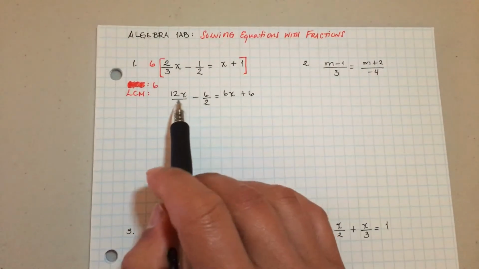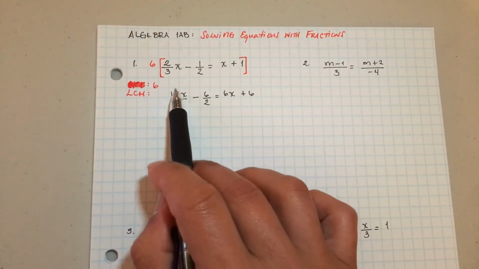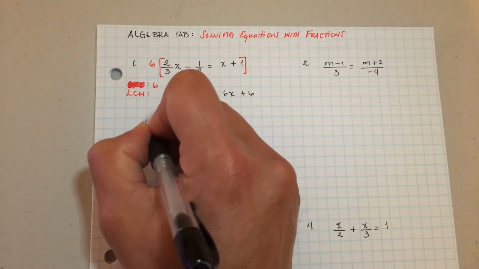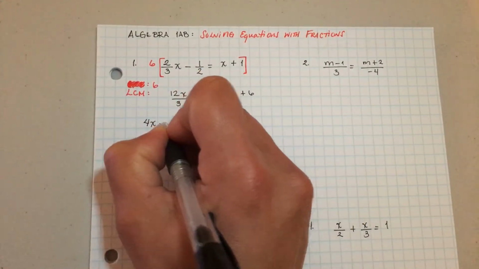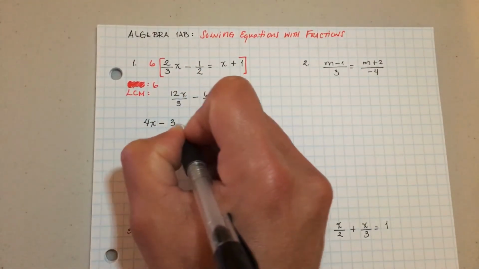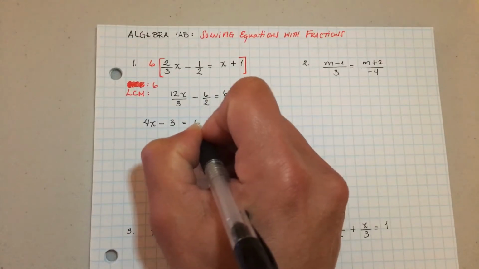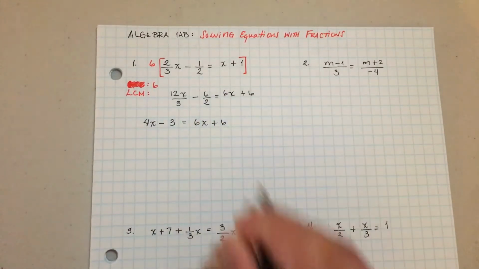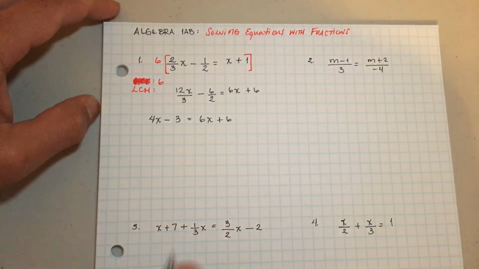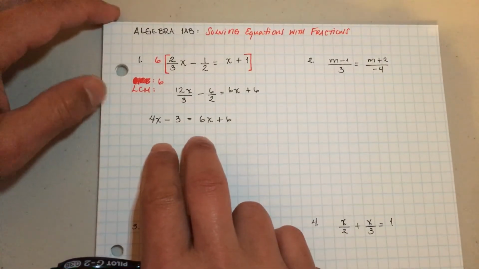And then you can see here, you can simplify. Podemos simplificar. 12 entre 3 me da 4. So this gives us 4x. Minus 6 divided by 2 is 3. And then we have 6x plus 6. So what I did is I rewrote the equation into something much more simple to do.